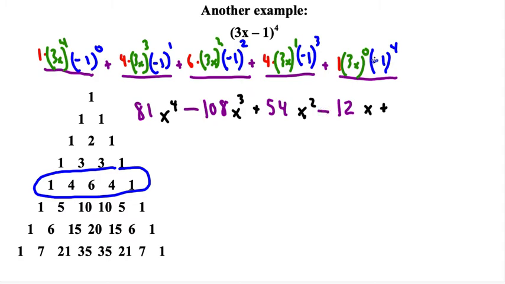And last but not least, negative 1 to the fourth. Well, that's a positive 1. Anything to the 0th is just 1, 1. And that would be, folks, our final answer. Please note, because of the negative, the signs did alternate.